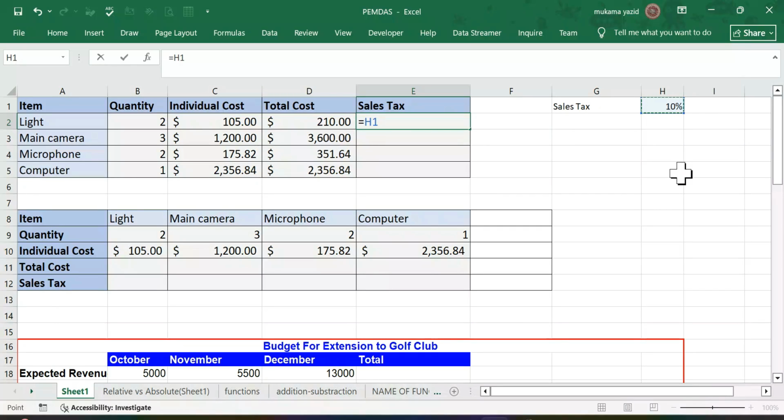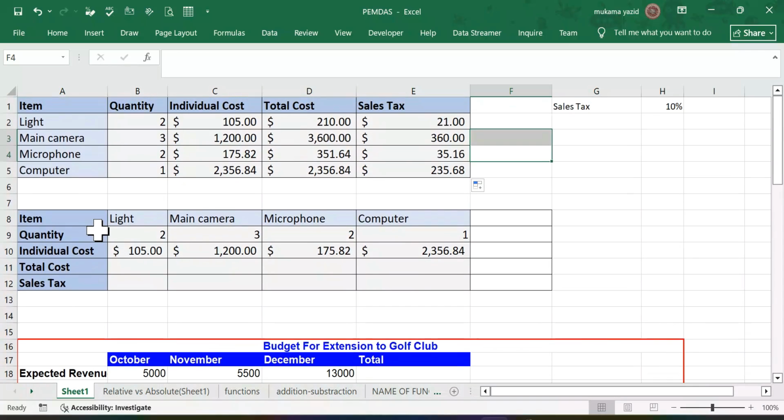We make it locked or fixed, so that it doesn't shift down or use a relative reference. So we make it an absolute reference by putting a dollar sign; just press F4 to lock, or you press a dollar sign before the column letter and a dollar sign before the row number to make it an absolute reference. Times the DC total cost.